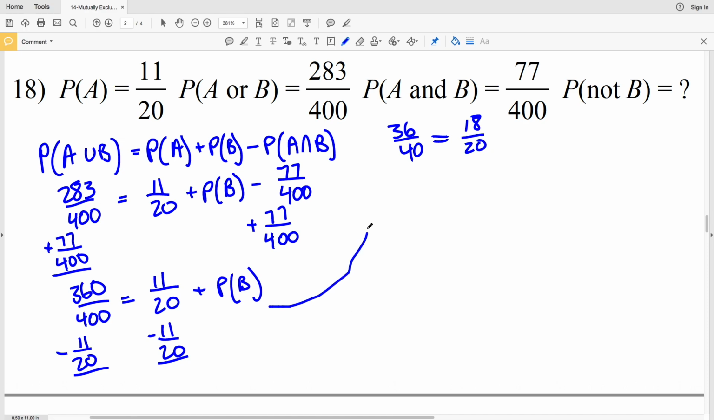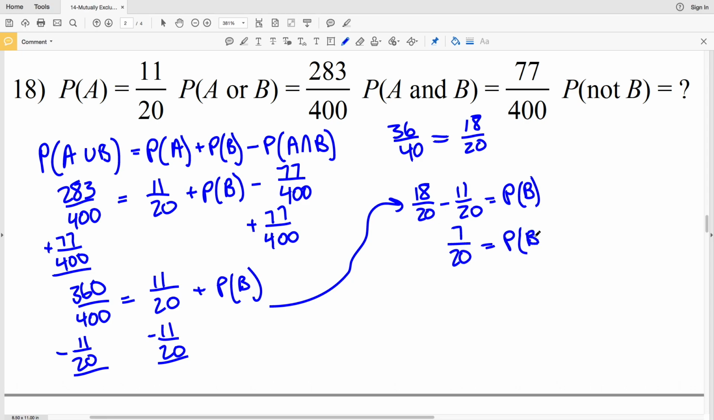So, continuing my work, I'll have 18/20 minus 11/20 equal to the probability of B. 18 minus 11, that'll be 7/20 equal to the probability of B. But I'm looking for the probability of not B, so the probability of not B equals 1 minus the probability of B, which is 1 minus 7/20, so that will leave me with 13/20 for number 18.